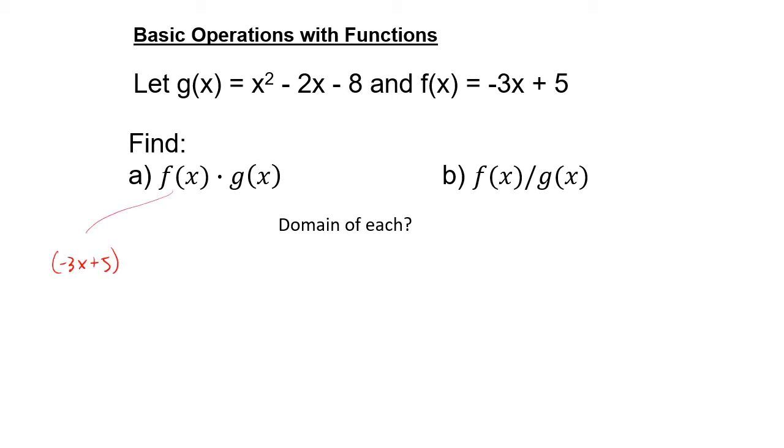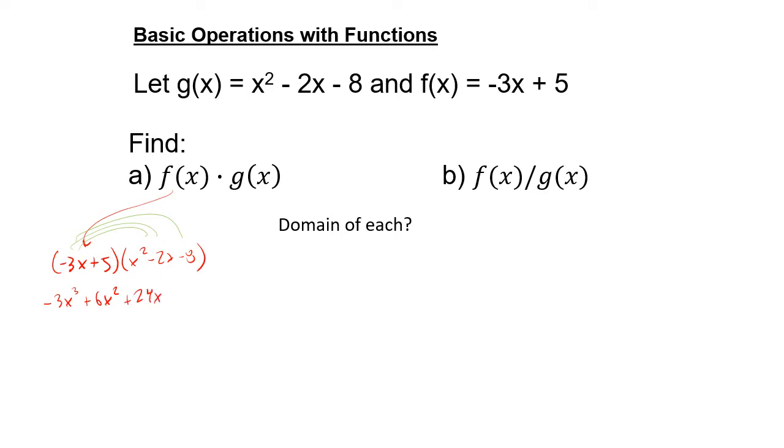That's what f of x is, times g of x, which is x squared minus 2x minus 8. So this is a little tedious in that we're going to have to do some big boy distribution here, and distribute all three of these terms. So it'll be negative 3x times x squared, which is negative 3x cubed, negative 3x times negative 2x, positive 6x squared, negative 3x times negative 8 is positive 24x.